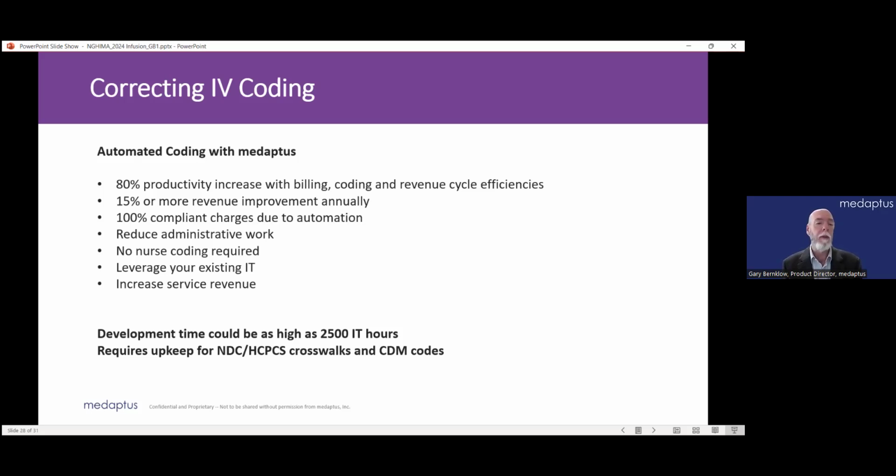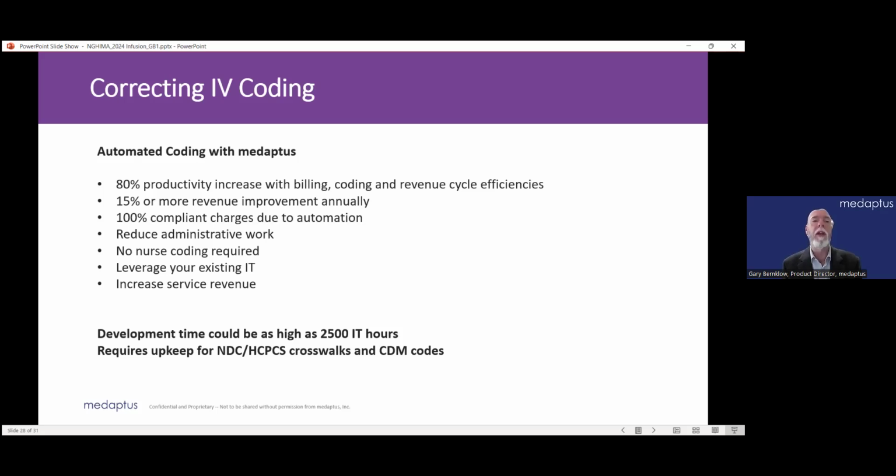And if your CDM codes change at all, that has to be maintained as well. So there's an awful lot of maintenance involved with doing it, but it can certainly be done. If you already have the smart pumps in place, this can be done. And I do want to make it clear that as long as your documentation is accurate, regardless of whether or not you have smart pumps, you can still automate this part of it.